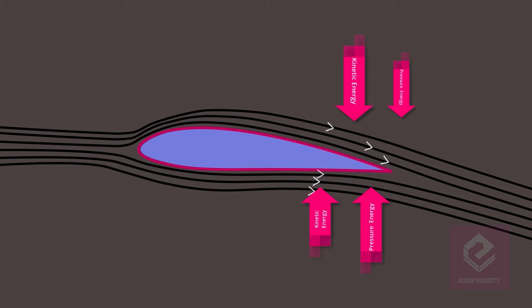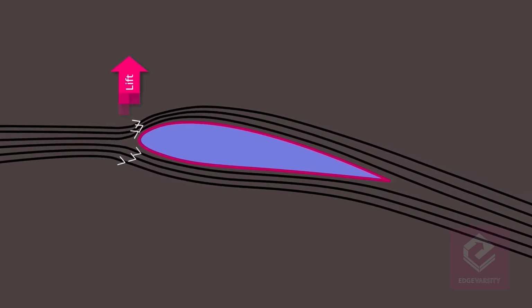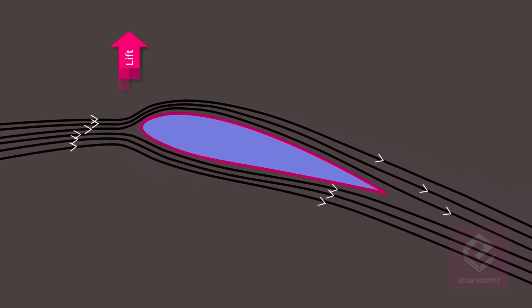Thus we have a differential pressure between the top and bottom of the wing. Pressure above the wing is low, pressure below the wing is high. This force caused by the differential pressure energies is called lift.